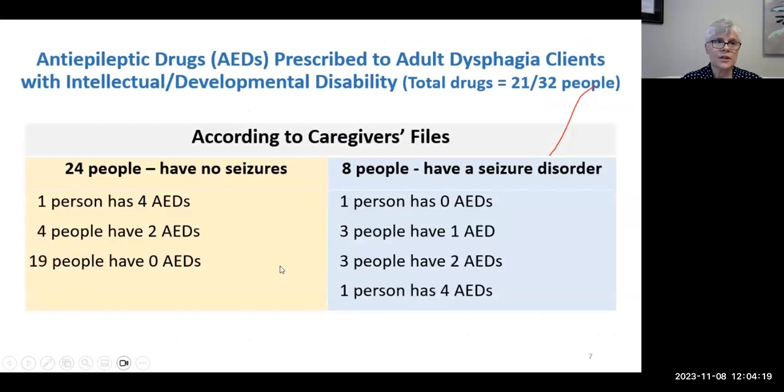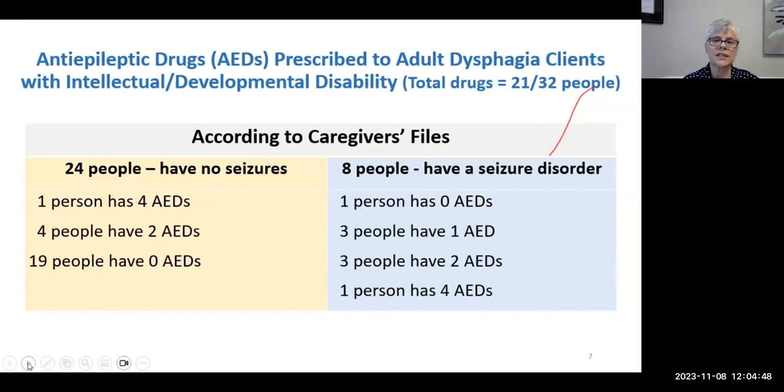The third way that I looked at our patients, in terms of the antiepileptic drugs, I also looked at what kind of information the caregivers had in their files about whether or not people actually had a history of a seizure disorder or not. So recognizing that the caregivers may not have the complete medical file, but this is based on what information the caregivers did have. And we see 24 people had no record of having any seizure disorder.